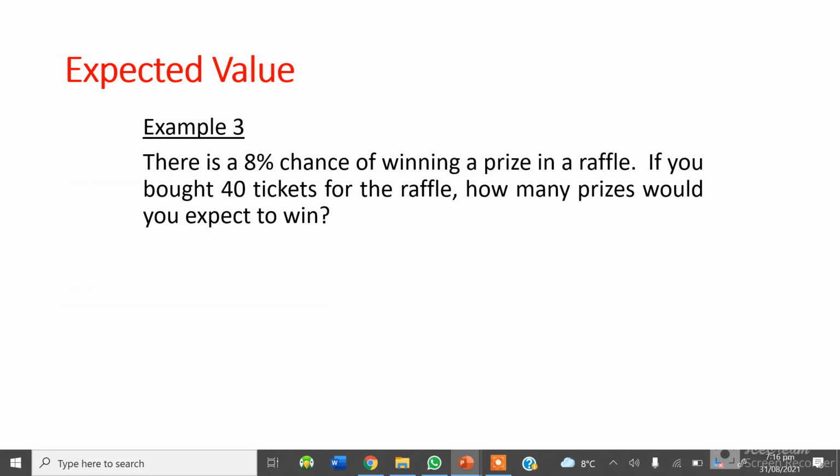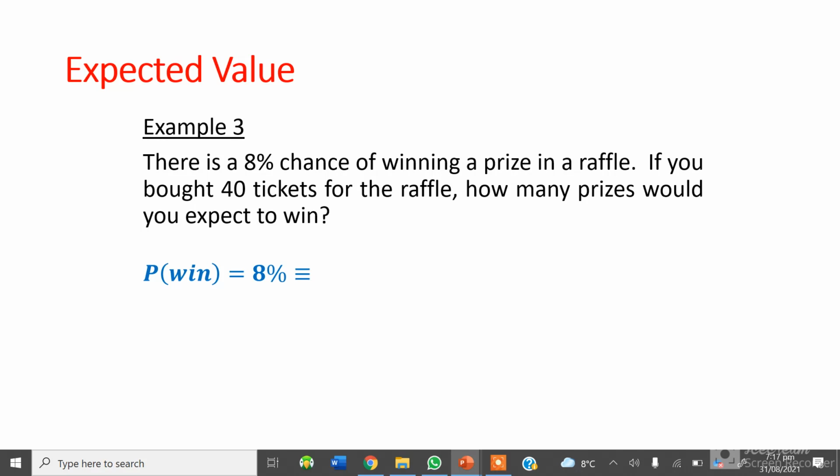All right, so let's look at example 3. Say in a raffle there are 40 prizes up on offer, and you decide to go and buy 40 tickets. Now, not every ticket's going to win, so don't think you're going to win all the prizes. You have an 8% chance of winning a prize. If you bought 40 tickets and each ticket's got an 8% chance of winning a prize, how many prizes would you expect to win?